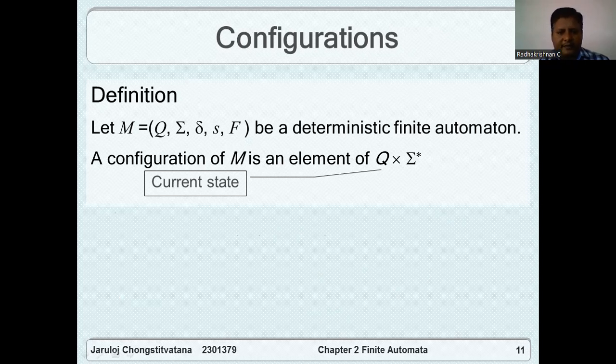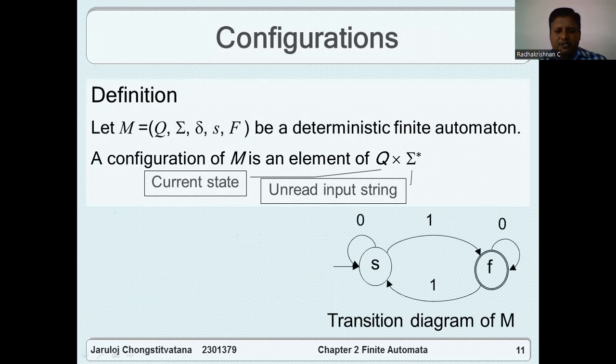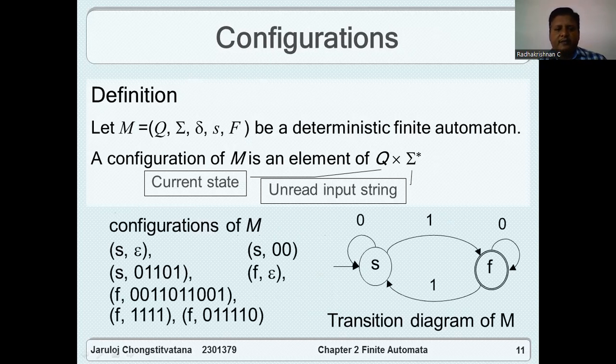So how is it configured? The definition of the automata is a five-tuple: Q, sigma, the mapping function delta, S, and F. A deterministic finite automata configuration consists of the current state and the current input symbol. It produces the transition diagram. This is the way they represent the transition diagram. A similar example will be repeated again.